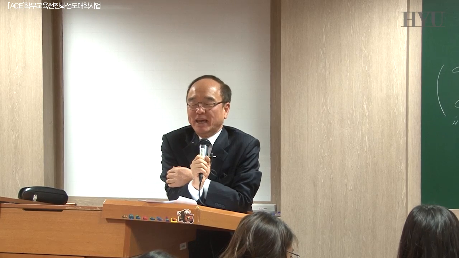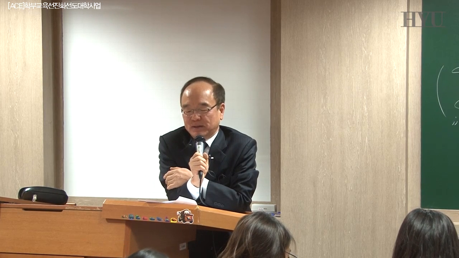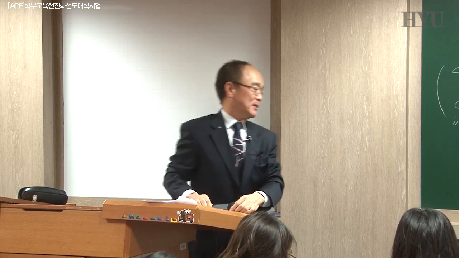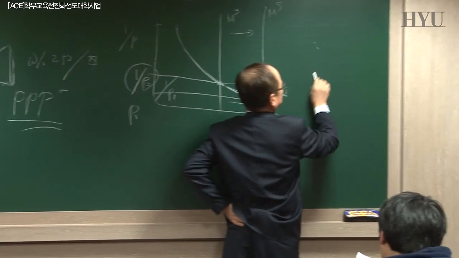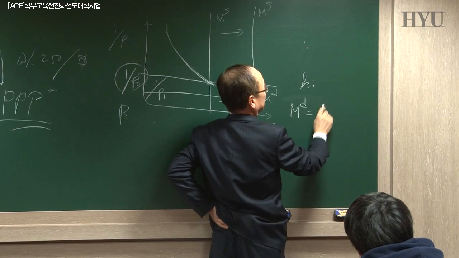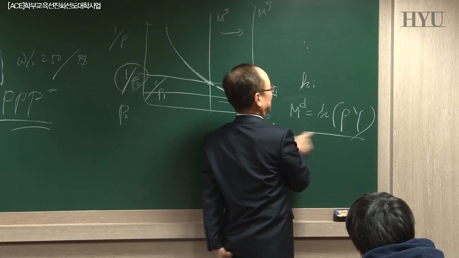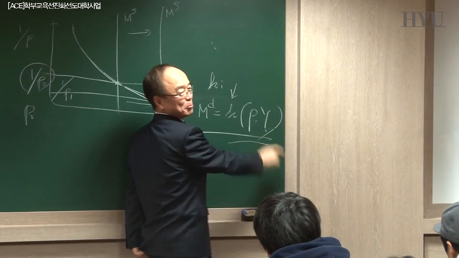And this is an identity, but the quantity theory of money is a theory. So velocity of money is stable. More precisely, your demand for money. The essence is K is fixed. K is fixed. And more precisely, your demand for money is a fixed proportion of Py. Your demand for money is a fixed constant percentage of this one.